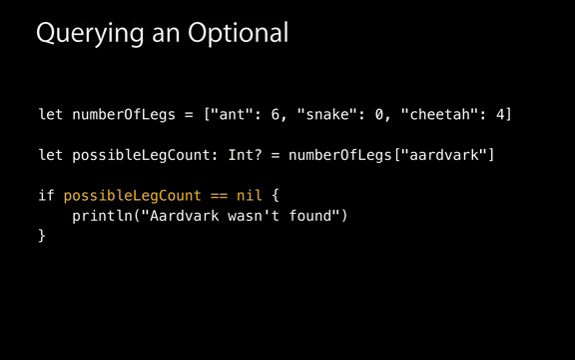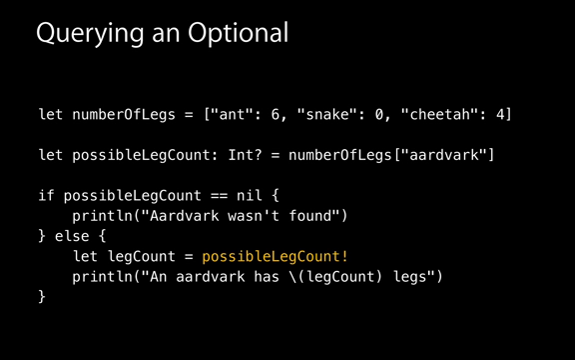What if it had been found? How do we get this value out? How do we get that integer out of the optional integer? Well, we do that by forcing the value out using the unwrap operator. That's the exclamation mark here. So what I'm saying is set the constant leg count to the underlying value inside possible leg count. That's what that unwrap operator does.